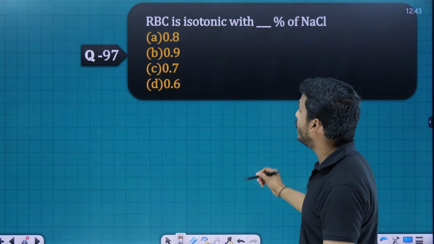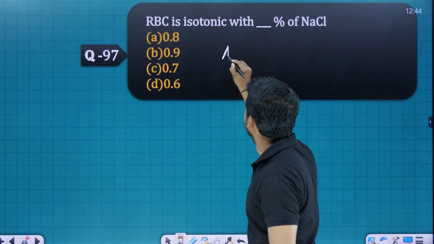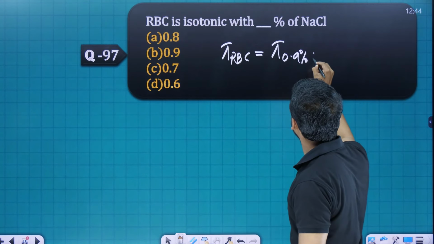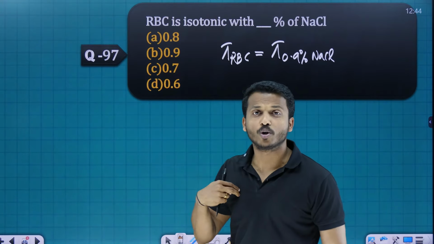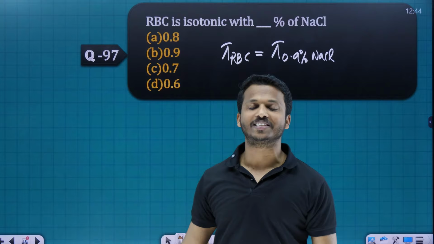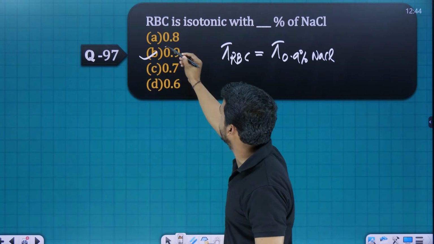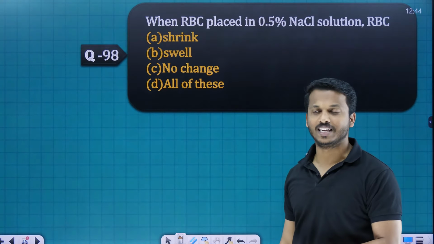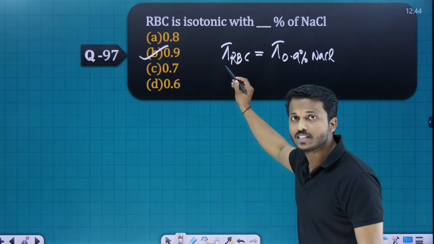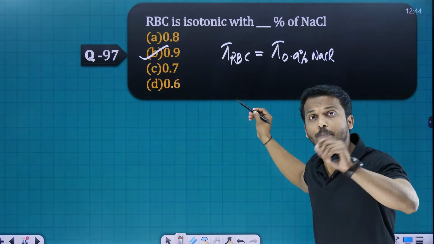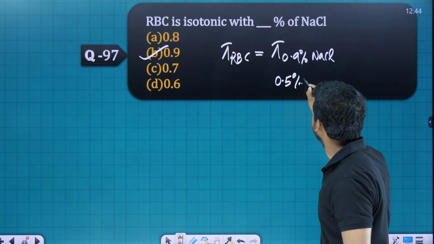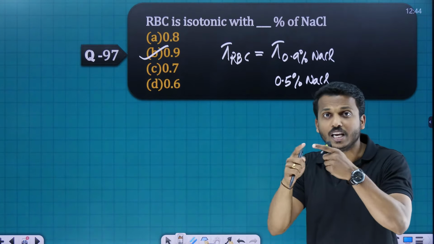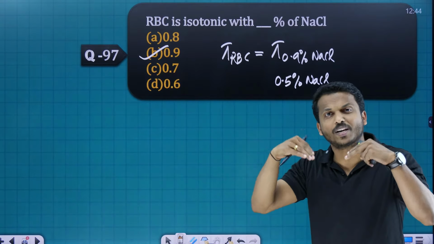97, RBC. RBC is isotonic. The textbook has very clearly given that the osmotic pressure of RBC is equal to that of 0.9% NaCl solution. Our blood osmotic pressure is equal to 0.9% NaCl solution osmotic pressure. So the answer is option B. When RBC is placed in 0.5% NaCl, 0.9 is equal to RBC, but 0.5 means the osmotic pressure is less.